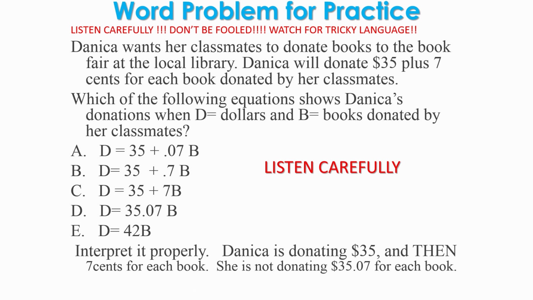Now let's step back and look at this problem. It says she'll donate $35 plus 7 cents for each book donated by her classmate. But that doesn't make any sense to interpret it that she'll donate $35.07 for each book. It must mean she will donate $35 anyway, and then another 7 cents for each book. If that's the case, D equals 35, what she will donate separately, plus 0.07, the amount for each book, times B, the number of books. So the answer is A.